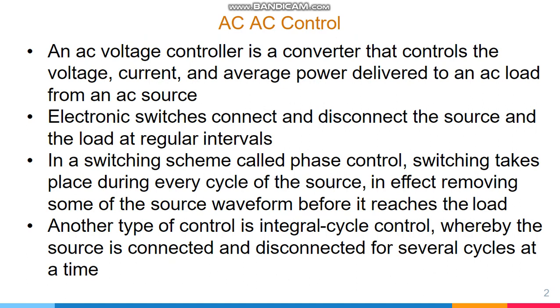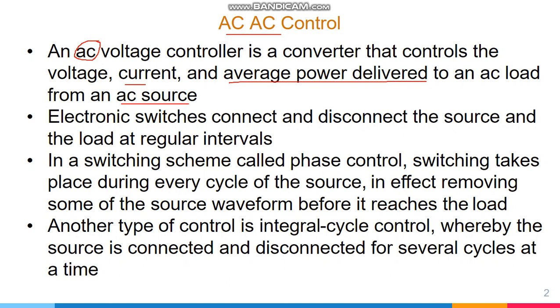An AC voltage controller is a converter that controls the voltage, current and average power delivered to an AC load from an AC source. It is similar to DC-DC control, in which we were controlling DC voltage or DC power, voltage or current, from a DC source to a DC load. And in this AC-AC control, we are studying the control of AC to the load.